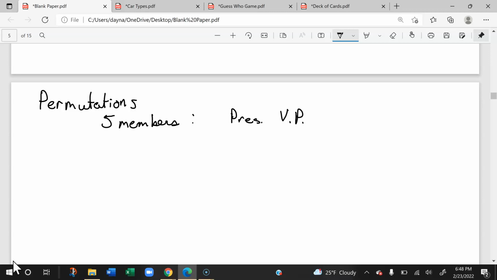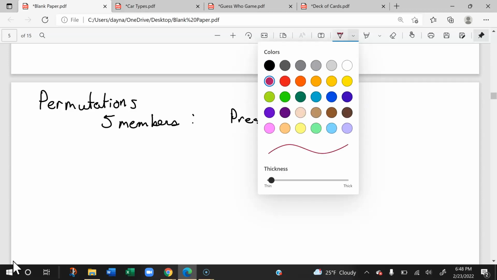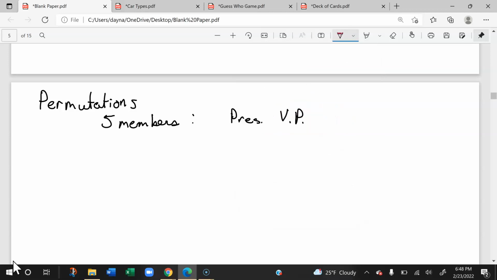Okay, so 5 is going to be our total number, our sample size. So going back to all of our notation, N is 5, our sample size. R is the number that we're selecting. How many do we want out of that group? We're going to select 2 in this particular case.